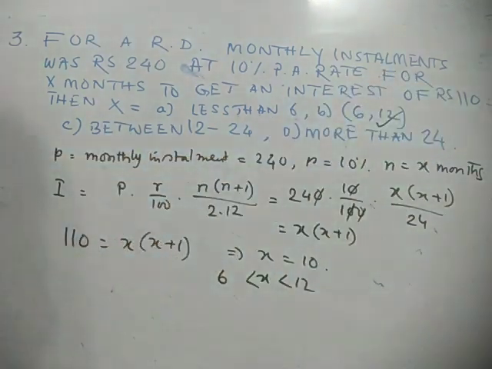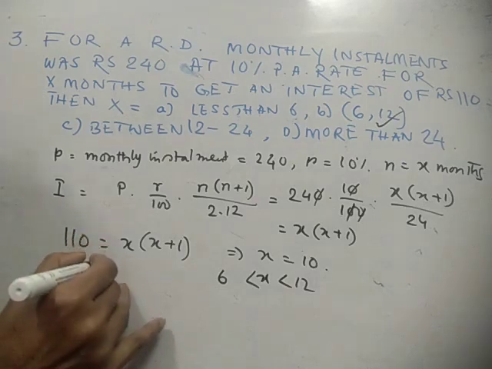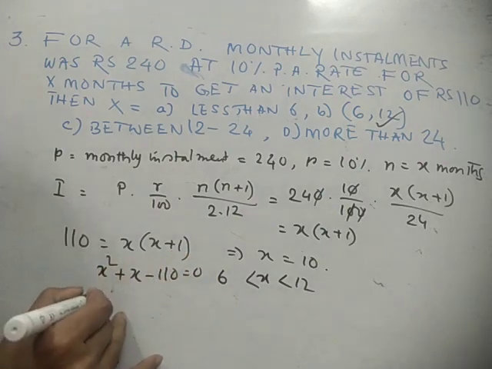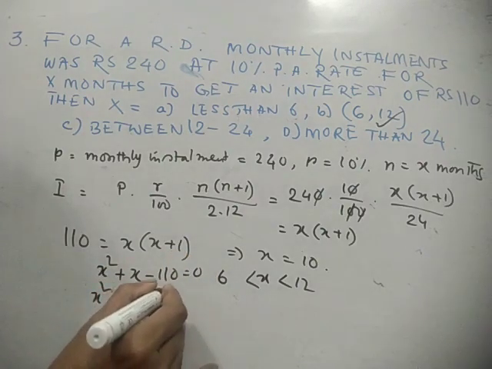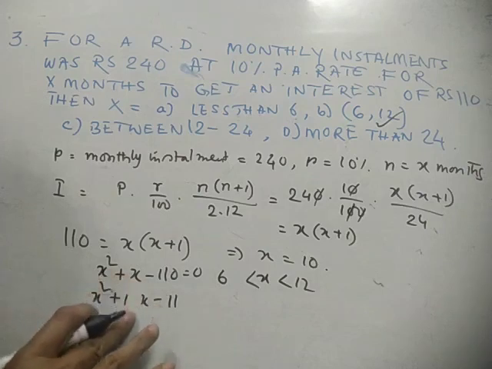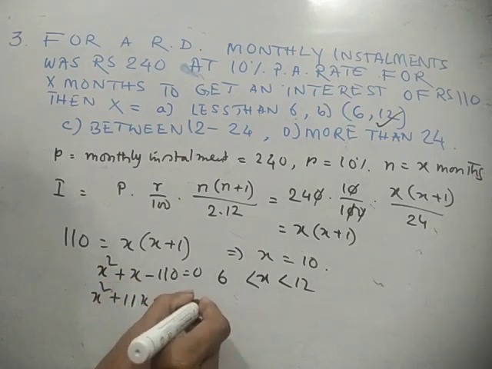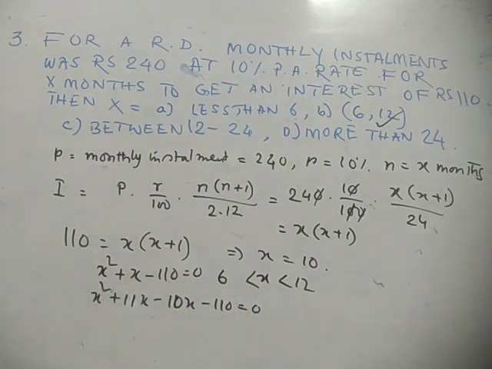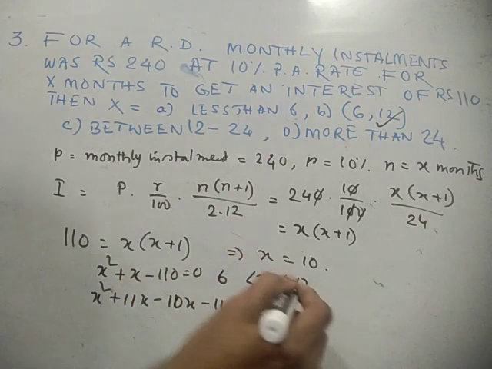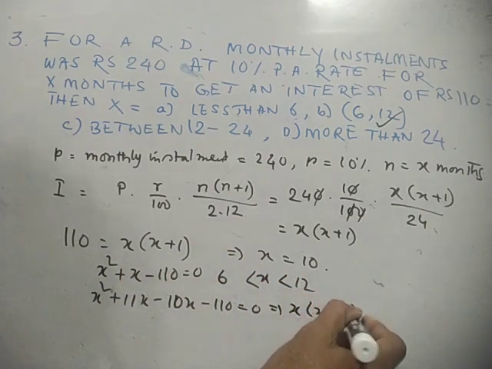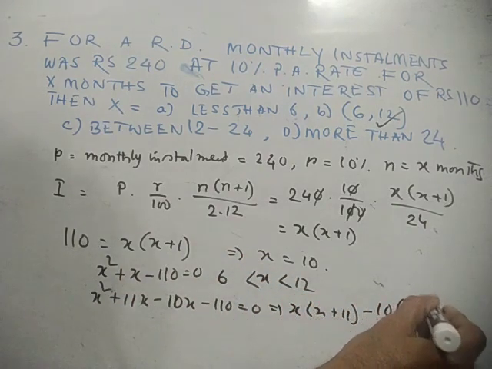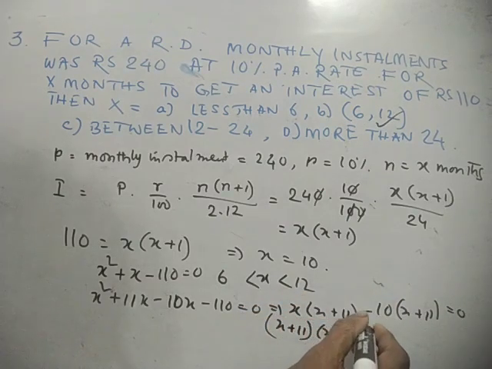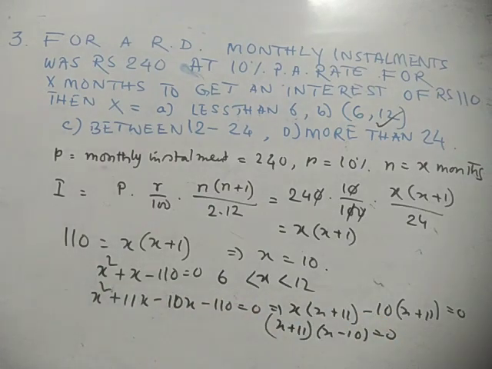We can write X equals 10 by guessing, or by the middle term break way, we have to find this X value. How? If we multiply, X square plus X equals 110. If we bring it to this side, X square plus X minus 110 equals 0. Now middle term break: X square plus 11X minus 10X minus 110 equals 0. Now if we factorize, X common, then X plus 11, minus 10 common, then X plus 11 common, it is X minus 10, this equals 0.